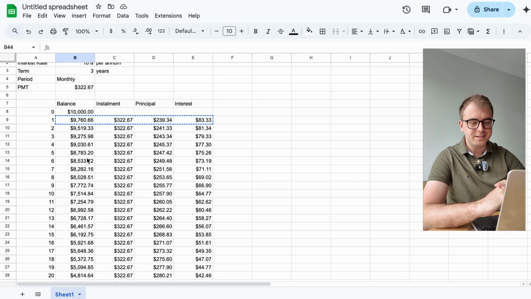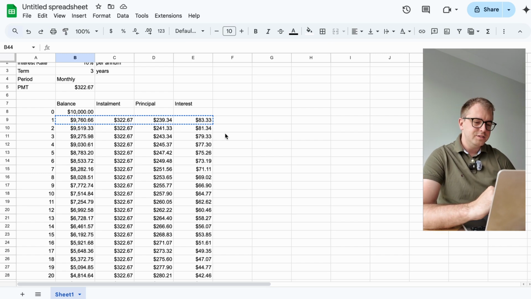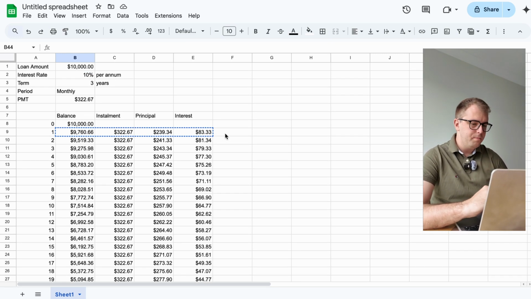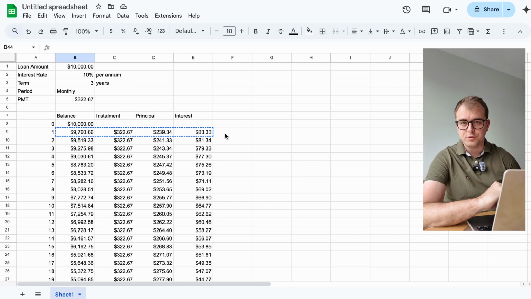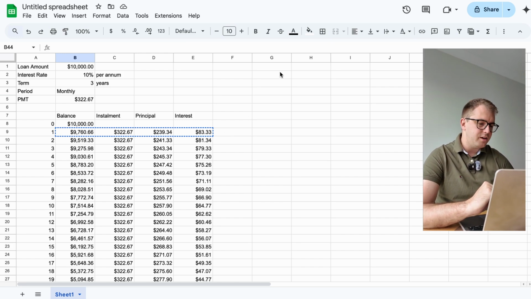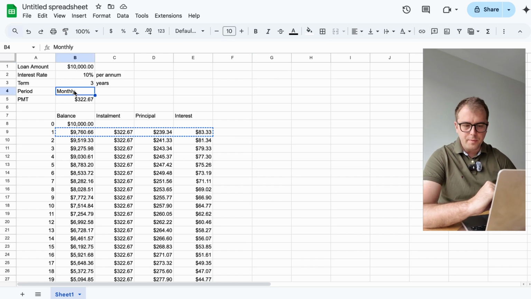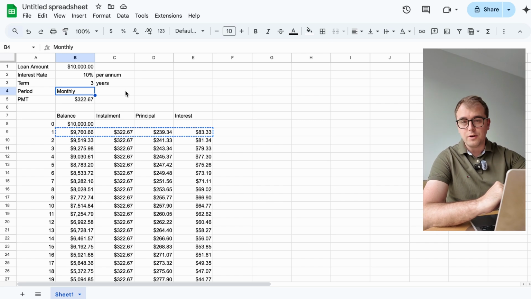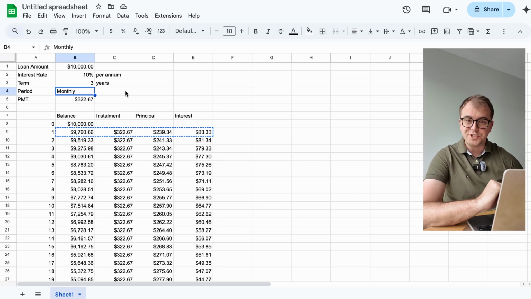So after 36 periods, we've paid off the contract. So that is, in its most simple form, how we create a loan amortization schedule. The next thing I'll do is create a lookup so that when we change this from monthly to fortnightly or weekly, our schedule will change with it.